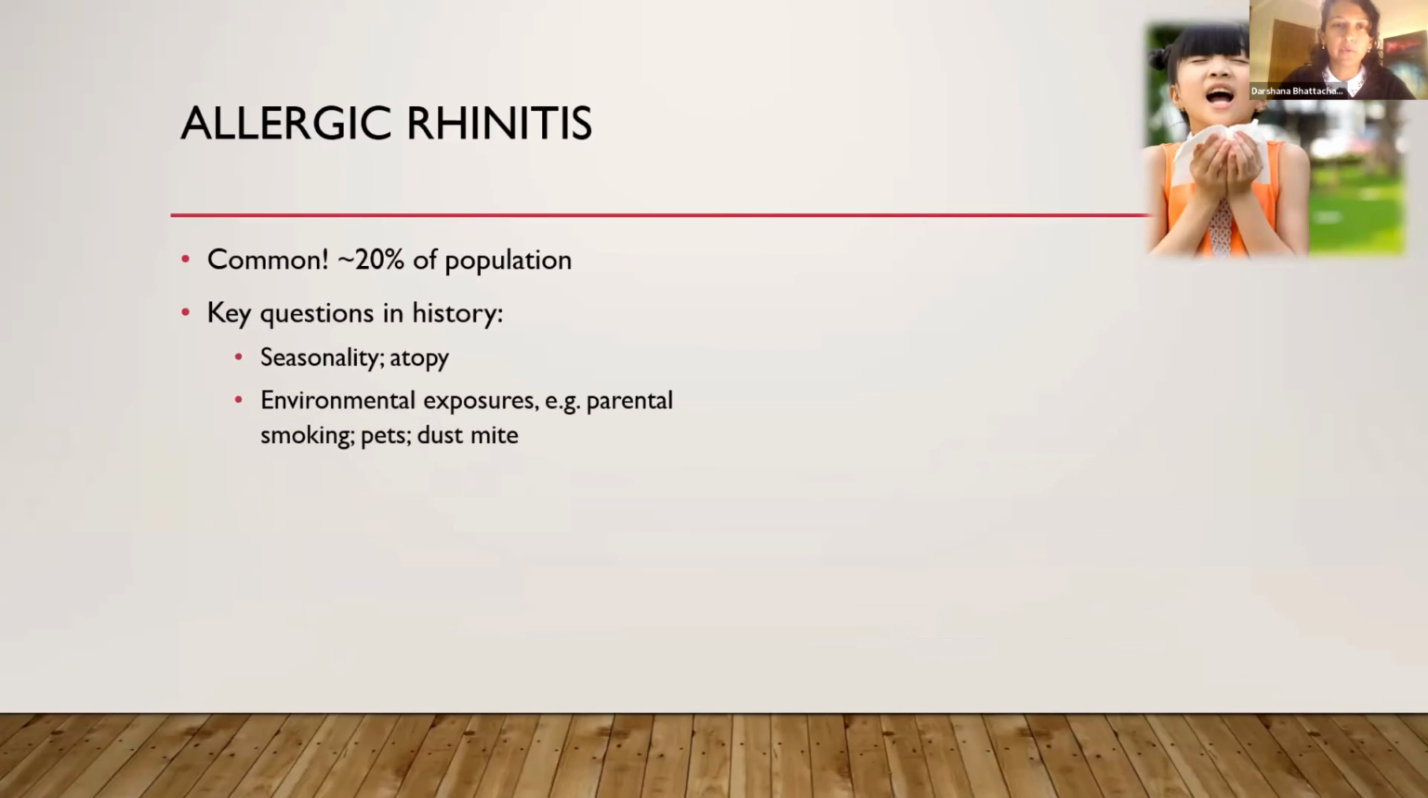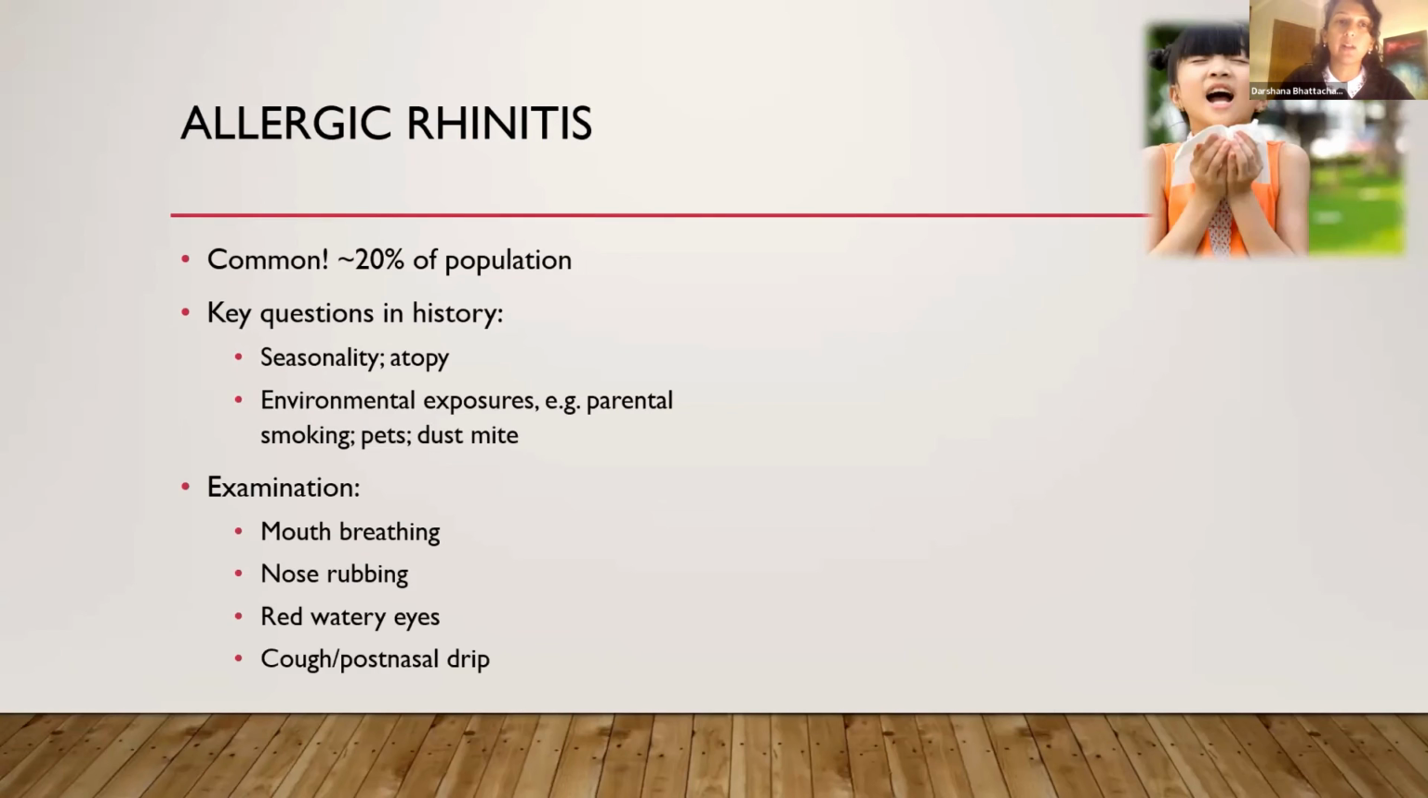And you want to ask for any environmental exposures like parental smoking, the presence of any pets, or potential dust mites as well. And when you examine these children, they might be mouth breathing, they might be rubbing their nose, they might have red watery eyes, and they might have a nocturnal cough, which may well be an indicator of postnasal drip. They might have other signs of atopy as well, such as eczema.